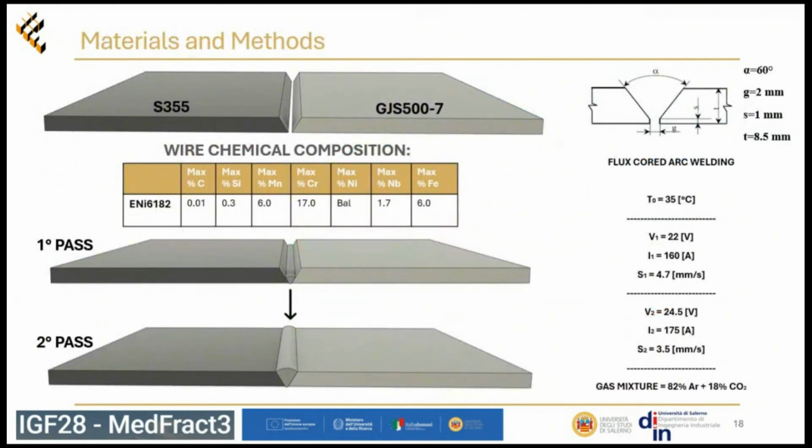To weld the butt weld joint, we machined a big groove with these sides. All the process was completed in two passes with the welding parameters that I summarized in this slide.